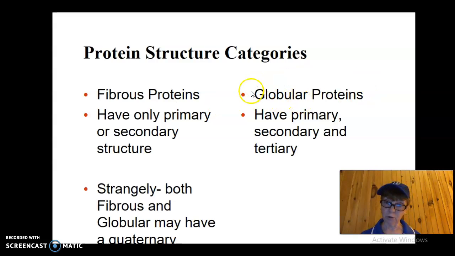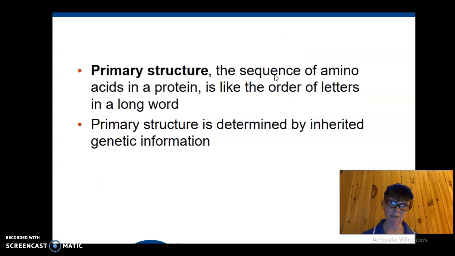Then we have globular proteins, and those again have primary, secondary, or tertiary structures. Although it is uncommon, they could have both fibrous proteins and globular proteins that you would find in glands, for example. Both could possibly have that quaternary structure, although again, secondary structure is the most common. So we have fibrous and globular types of proteins. That's one way of categorizing them, and again it is by their structure.